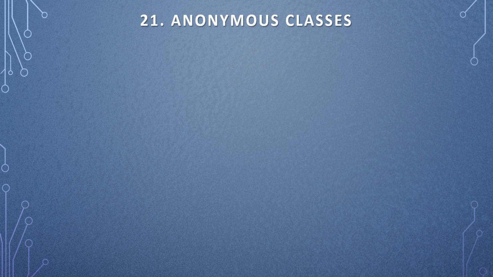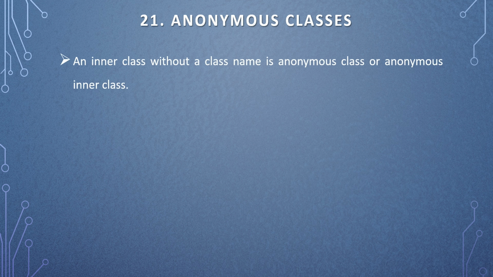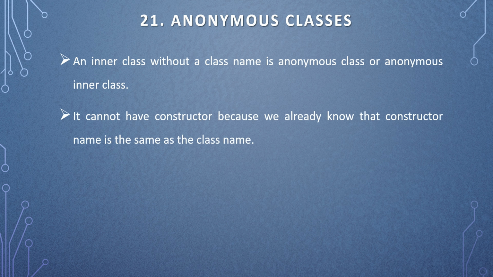Hence the word anonymous. An inner class without a class name is an anonymous class or anonymous inner class in Java, a nameless class. Only a single object is created for anonymous classes. As it doesn't have a name, it cannot have a constructor because we already know that the constructor name is the same as the class name. Predominantly, anonymous classes are used when you want to create an object instance with certain extras such as overriding methods of a class or interface without having to actually subclass a class.